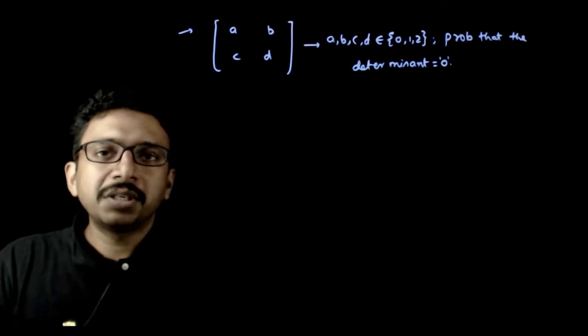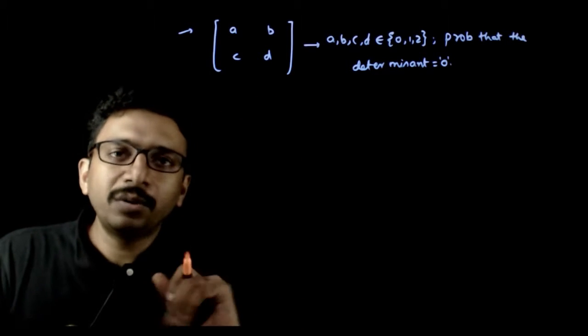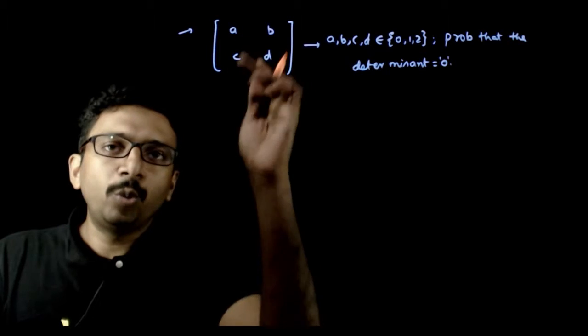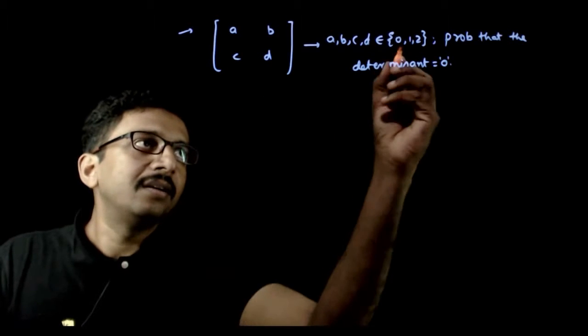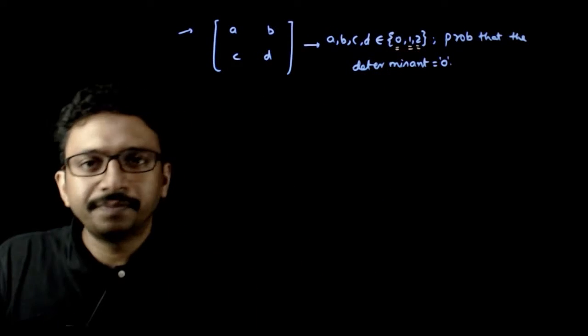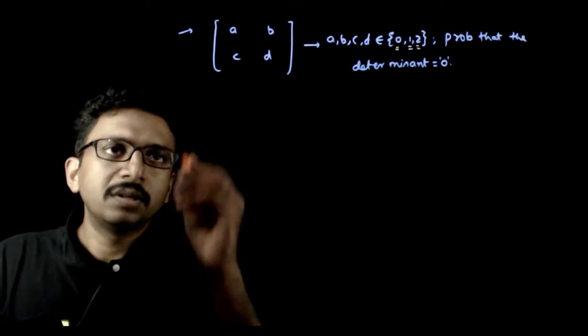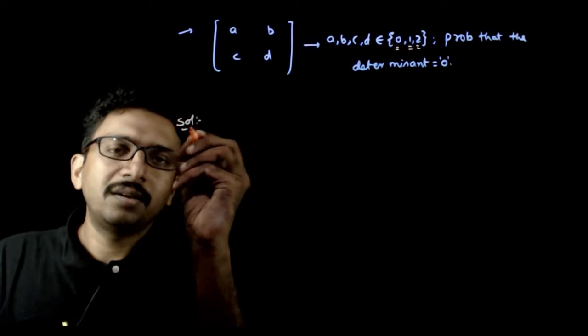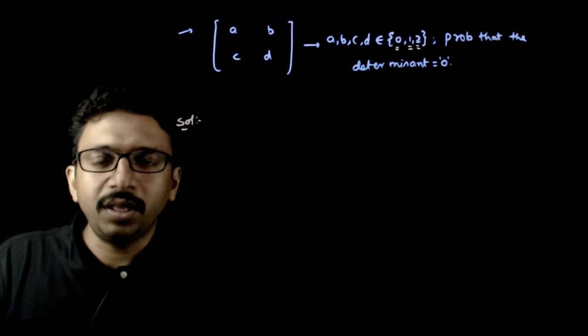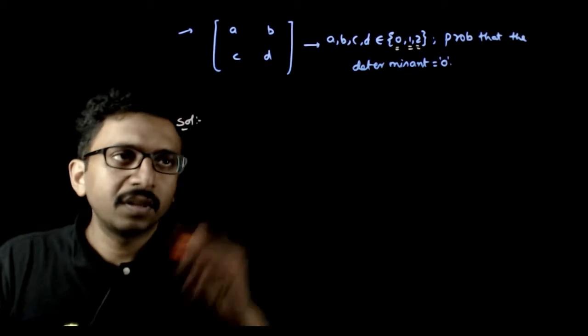So welcome students, in this question you're given a 2 by 2 determinant made of elements 0, 1 and 2. That is, each element can be either 0, 1 or 2. So what is the probability that the determinant of that matrix will be equal to 0?